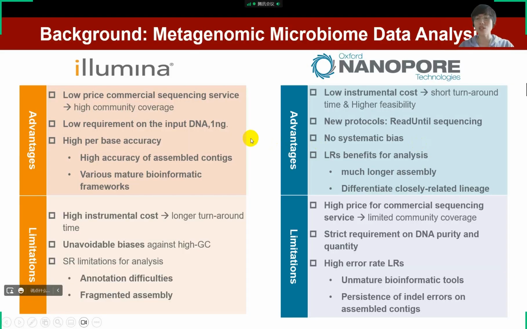Modern metagenomics relies heavily on high-throughput sequencing platforms, and the two platforms we cover in this review are the Illumina short-read sequencing and the Oxford Nanopore long-read sequencing. From these two tables here, we can see the Illumina short reads and nanopore long reads are complementary to each other from many perspectives. Therefore, there is a growing trend to integrate these two technologies into metagenomic investigations.